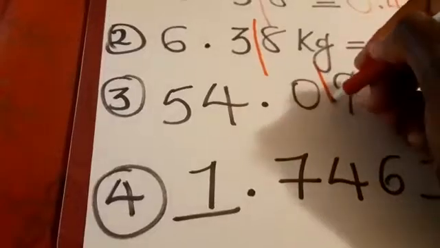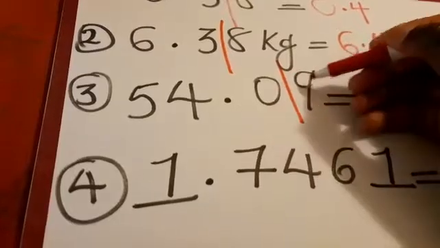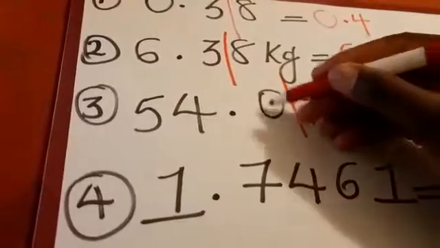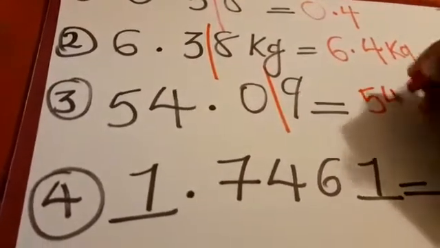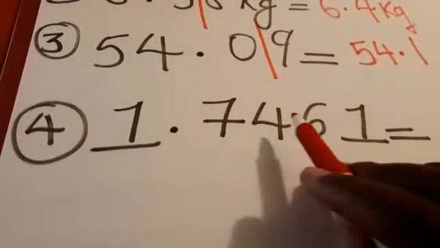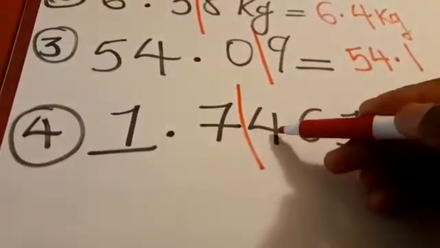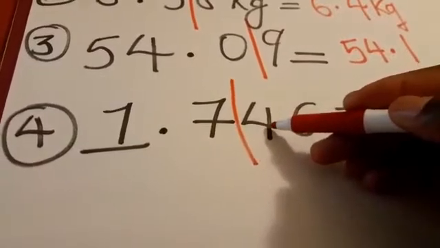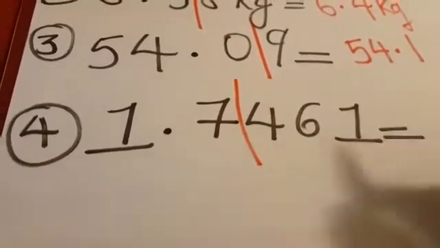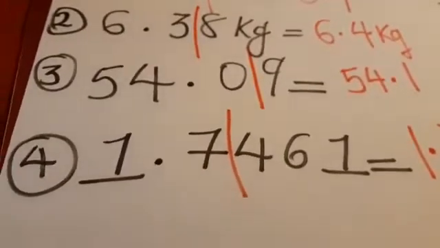Next one, 54.09. I put my line because I want to have 1 decimal place. This is a 0, and then I go next door. It's a 9, so anything 5 and over, I round up. So this becomes 54.1. Last one, 1.7461. 1 decimal place, I put a line there. Now I go next door and I look at the number. 4 and under, I round down, which means this becomes 1.7. And there you have it. Simple as that.